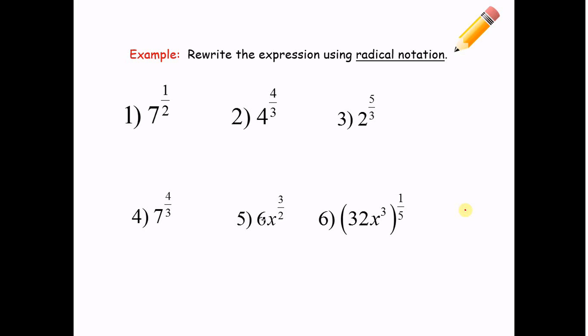So what about 7 to the 1/2? We want to change to radical notation. So we want to make this into radicals. So 7 to the 1/2, that is the square root of 7 to the 1st power. So the numerator is always going to become the power on the outside. The denominator is always going to become the index. Same thing here. Big number goes underneath.